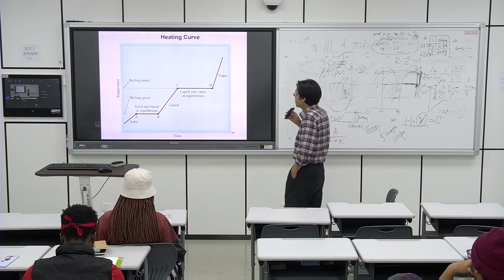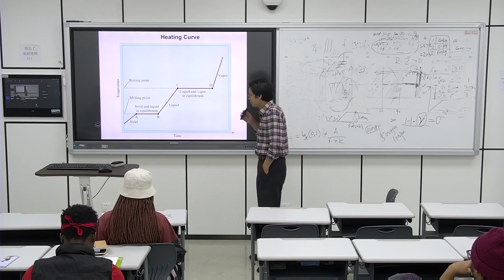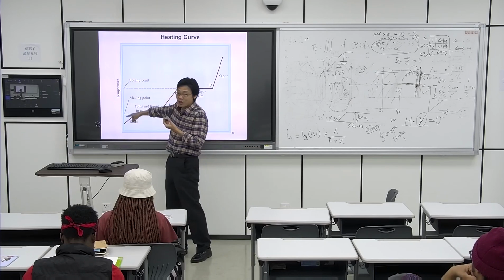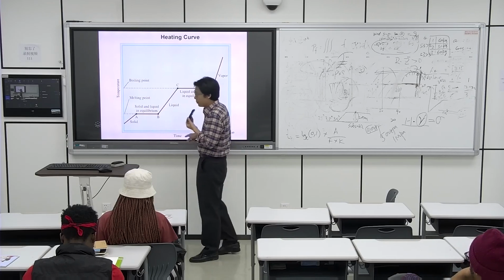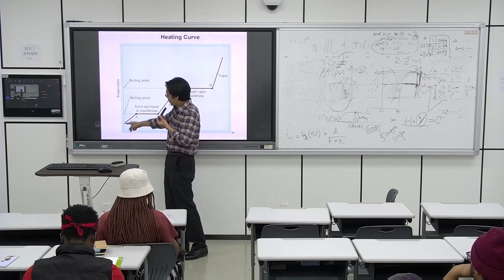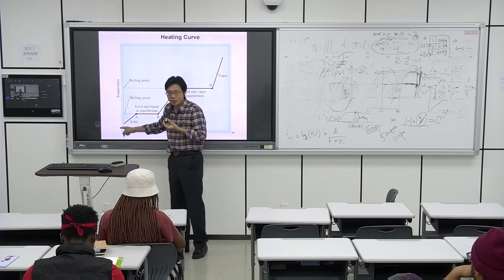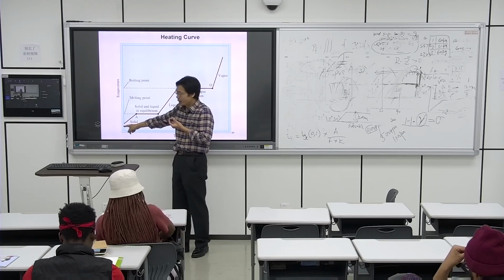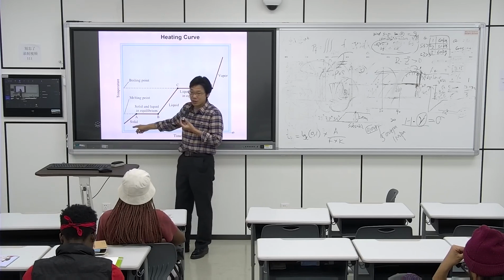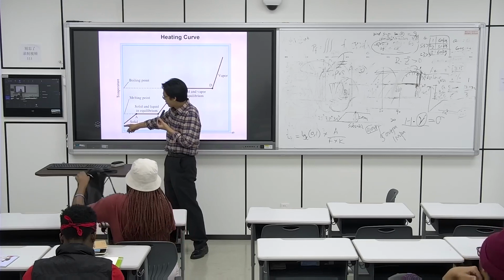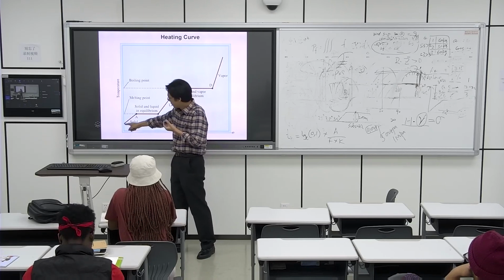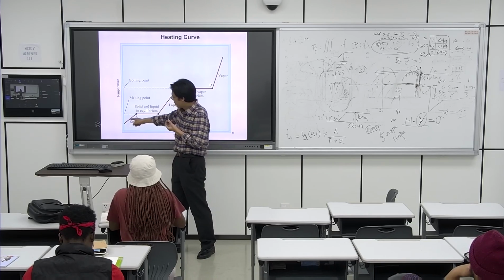Okay, so this is a heating curve. So from here we can see the y-axis is temperature, and this is time, heating time. At first, when the temperature is low, the substance is solid, right? And then when we heat the substance, its temperature will increase. As time goes on, the temperature will increase like a line.